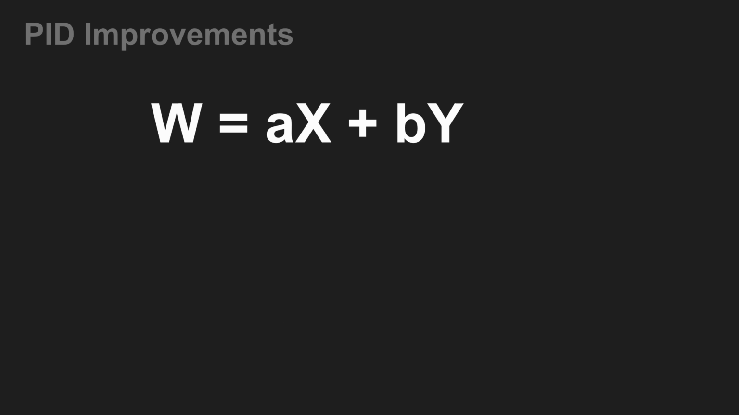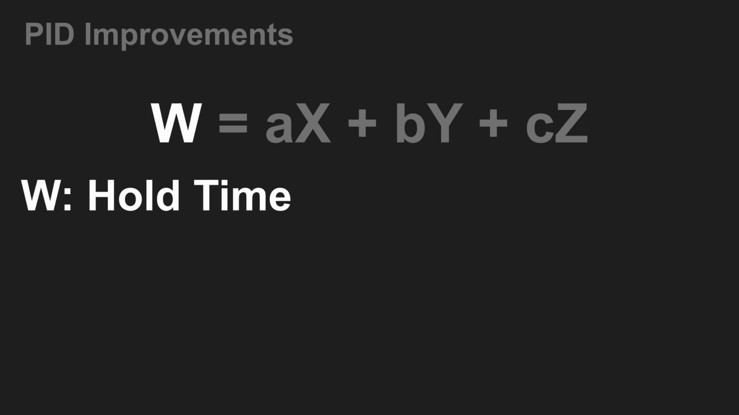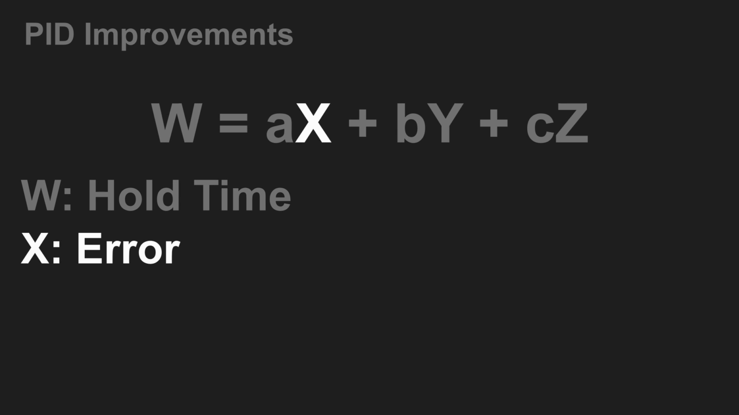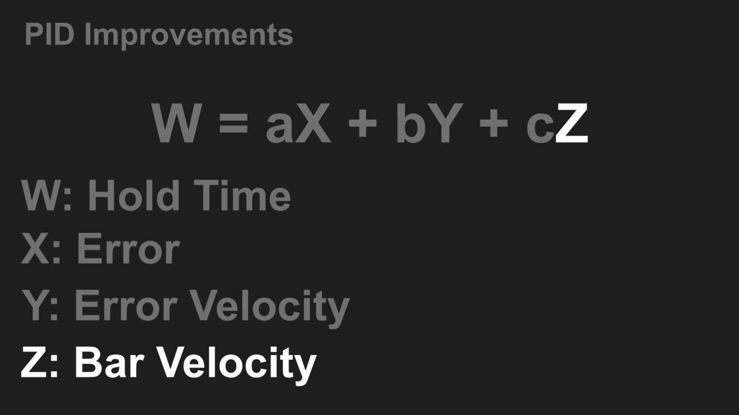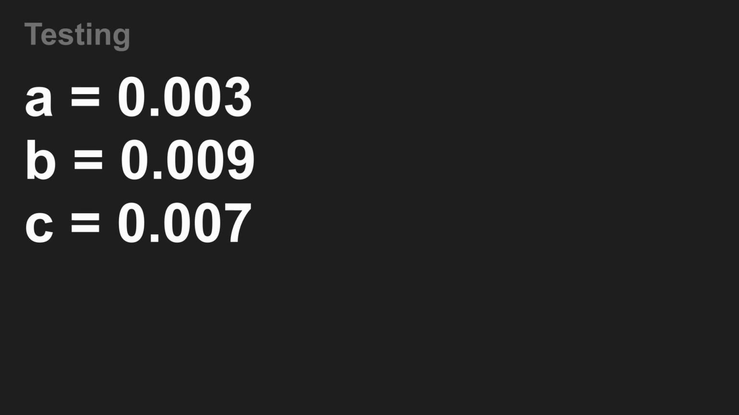This makes our equation W equals A times X plus B times Y plus C times Z, where W is the hold time, X is the error, Y is the error velocity, Z is the bar velocity, and A, B, and C are all control parameters. After playing around with the parameters to a point I'm happy with them, we can finally put the program to the test. Let's do this.